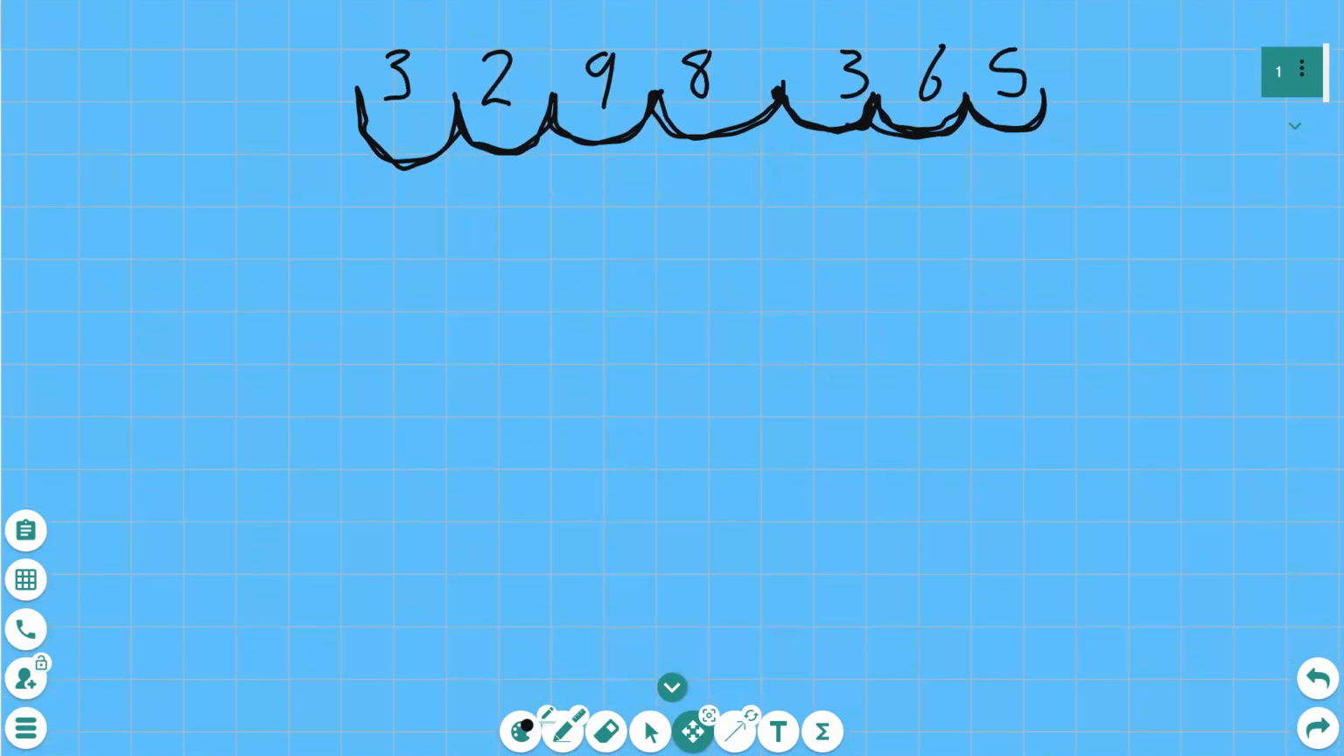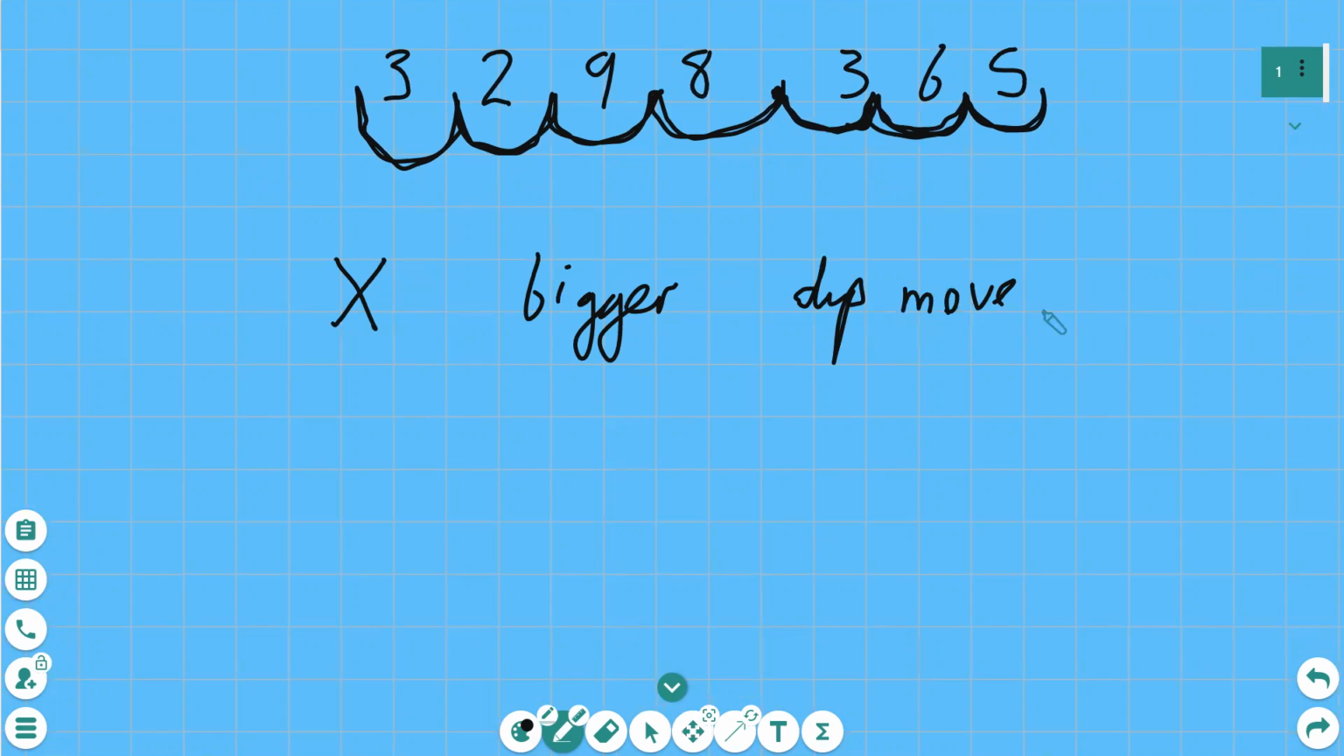Now, multiply. If you multiply a number, the number will get bigger, and the decimal point will move to the right. You could also think of the whole number moving to the left. It means the same thing, and this can sometimes be confusing. I like to think of the decimal point moving to the right.